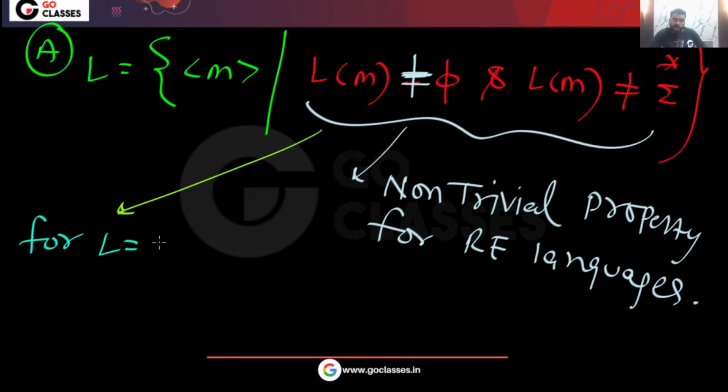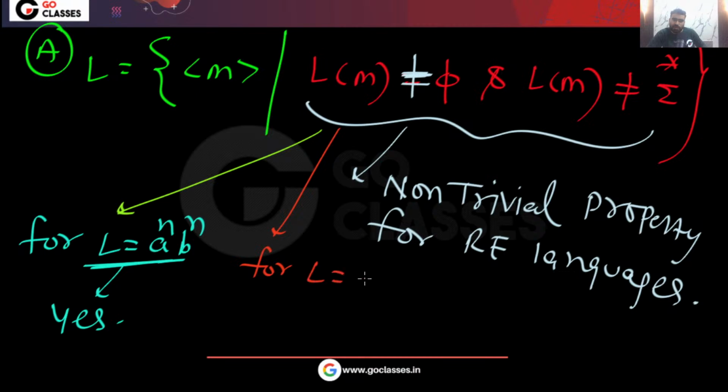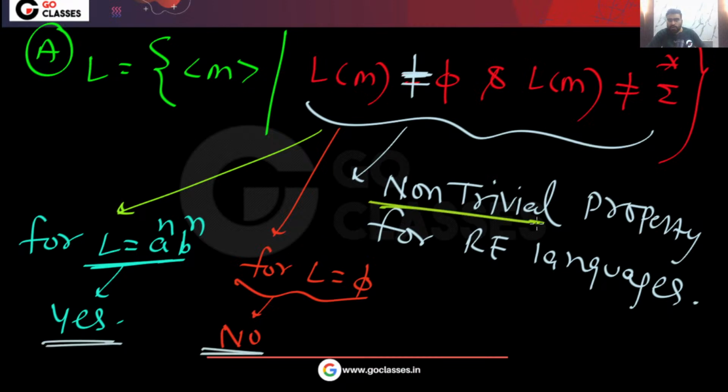For example, let's assume some RE language L equal to a^n b^n. If I give you this RE language, the property is satisfied, yes or no? And for some other language, it will not satisfy this property, right? So remember, some RE language will satisfy this property and some RE language will not. So this is a non-trivial property for RE languages, and because of that, option A is undecidable. This is not recursive. Is this clear?